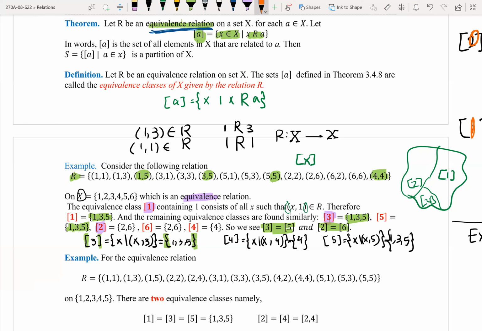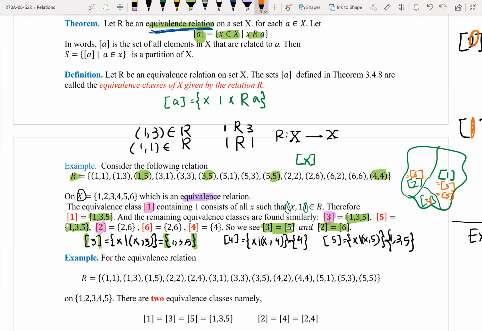So according to what we have in this example, class of 1 is the same as class of 3 and is the same as class of 5. And class of 2 is the same as class of 6. So class of 4 is different. 1, 2, 3, 4, 5. Yeah, so we have all of them.